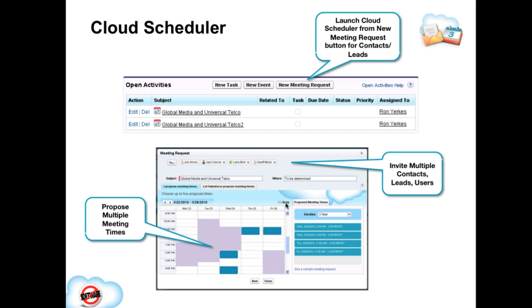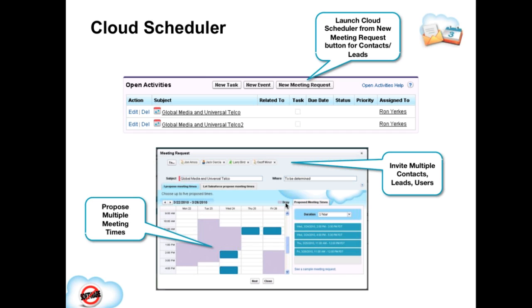So the Cloud Scheduler is now generally available in Summer 10. The Cloud Scheduler takes the work out of scheduling meetings by replacing all of the email and phone calls necessary to negotiate meeting times. Unlike other calendaring applications, the Cloud Scheduler allows you to propose multiple meeting times so you can put the decision-making in the hands of your customer. Let's look at a quick demo.